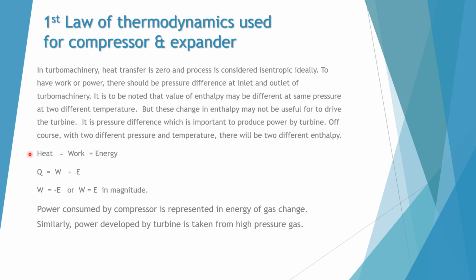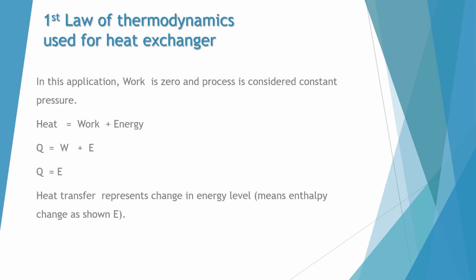So again, we can write heat is equal to work plus energy, but in turbomachinery, Q is 0. So we can write W is equal to minus E, or in magnitude, W is equal to E. So power consumed by the compressor is represented in change of energy of gas. Similarly, power developed by the turbine is taken from high pressure gas.